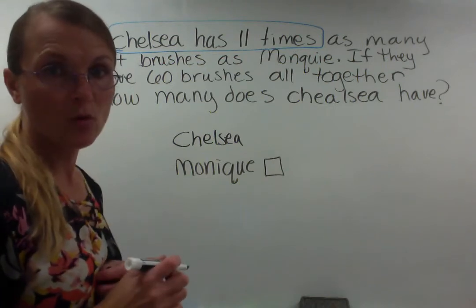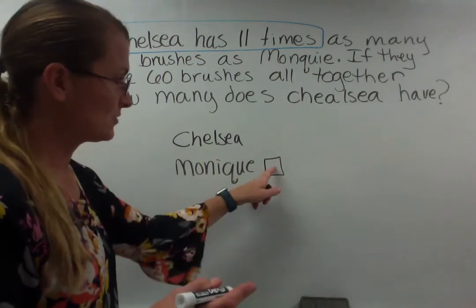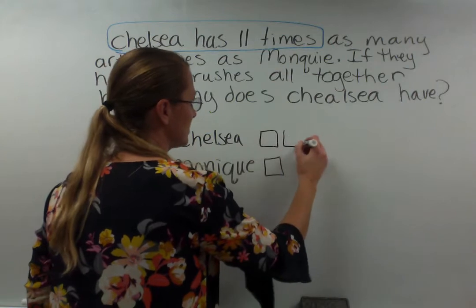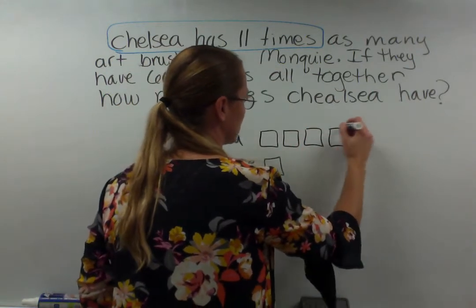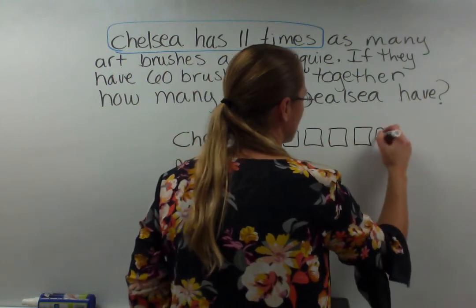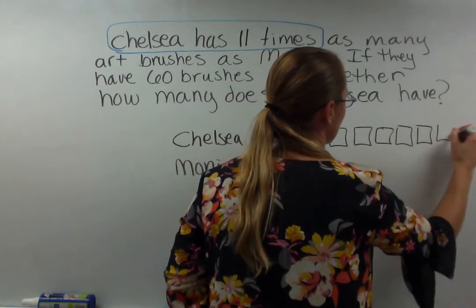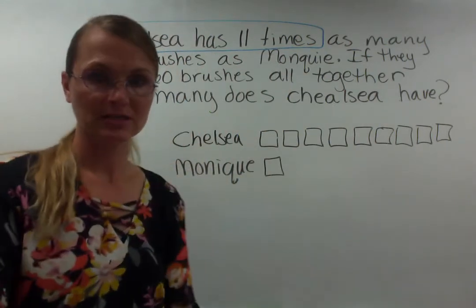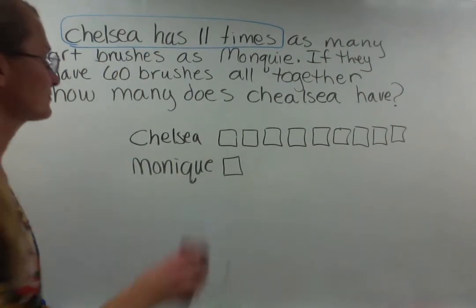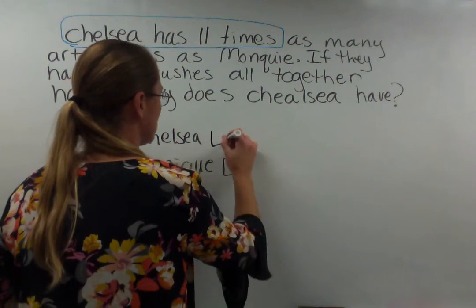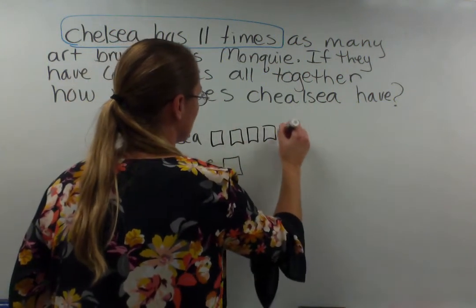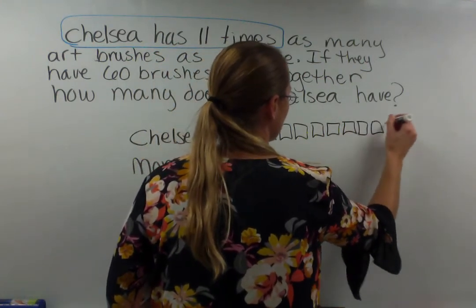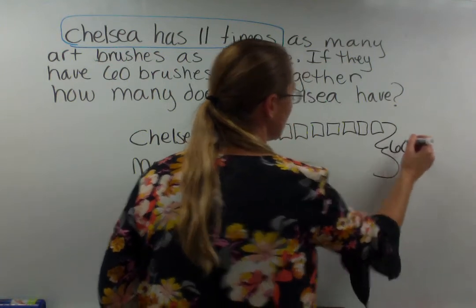Chelsea has 11 times more. Well, 11 times 1, she has 1. 11 times 1 is 11. So that means if Monique has 1 box of brushes, Chelsea has 11 boxes of brushes. 1, 2, 3, 4, 5, 6, 7, 8, 9. Oh, we're going to run out of room. I'm going to make my boxes smaller. Okay? So I'll make them a little bit smaller. She has 11 boxes. 1, 2, 3, 4, 5, 6, 7, 8, 9, 10, 11. And all together, all of these will equal 60.